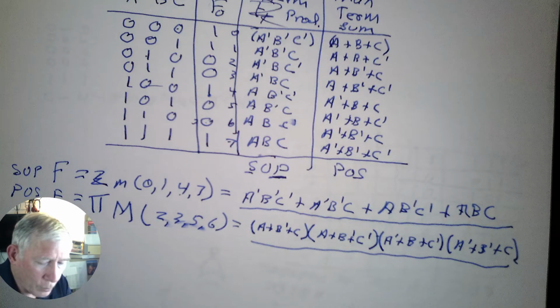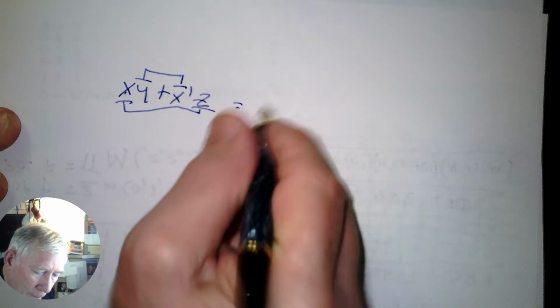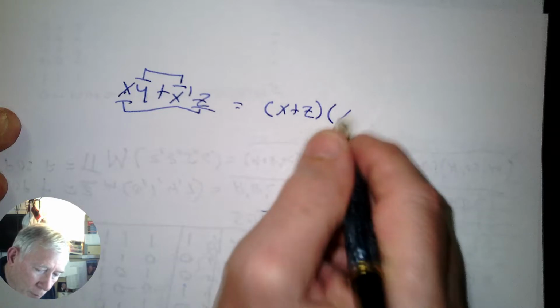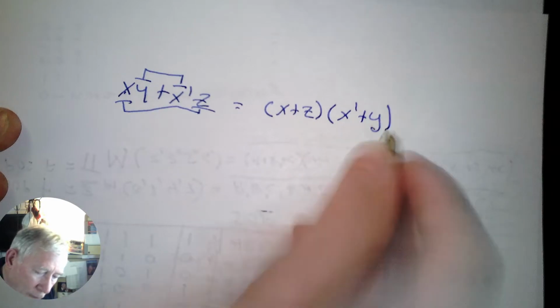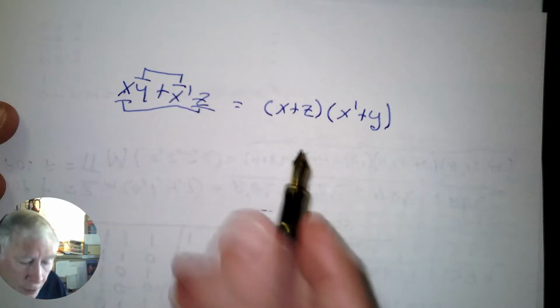So if we have x y plus x prime z, we draw these little lines in this little box, and we do that to keep them straight. So what we wind up with is x plus z quantity times x prime plus y. And the lines kind of help us. The x prime is connected to y, the x is connected to the z. So that's how we use that.